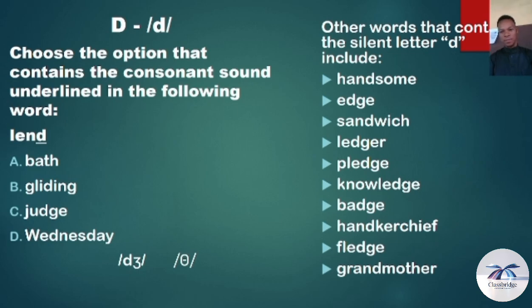These are other words that have the letter D to be silent. Pronounce with me. Handsome. Edge. Sandwich. Although some varieties of English will pronounce the D sound, it is safe to say that the D sound should be omitted whenever you want to pronounce the word sandwich. The next we have is ledger. Pledge. Knowledge. Badge.